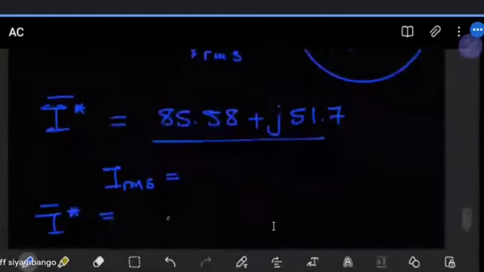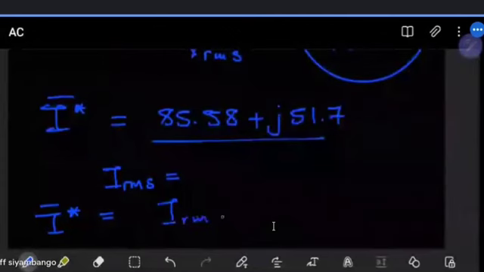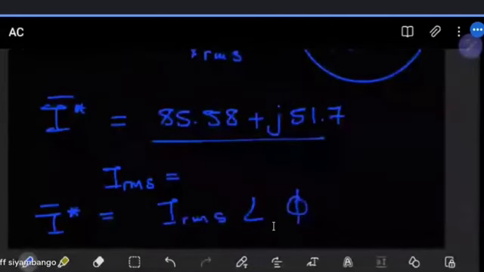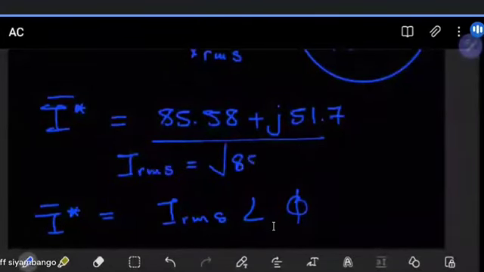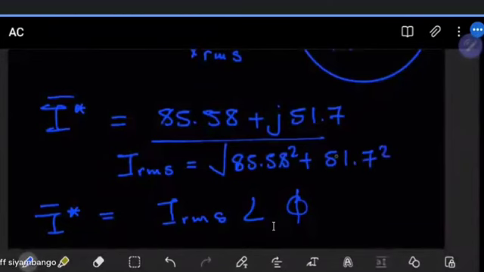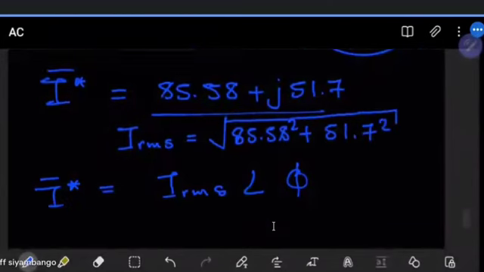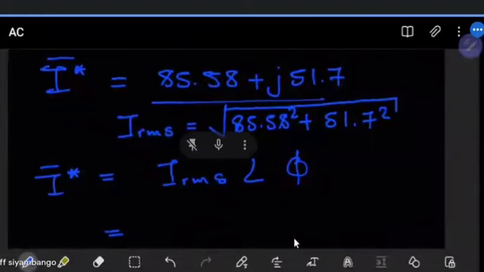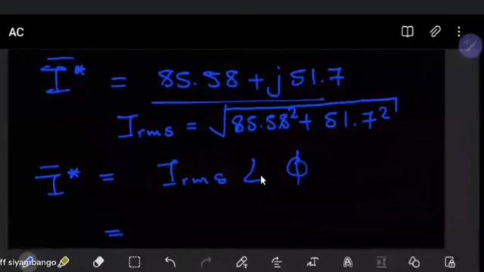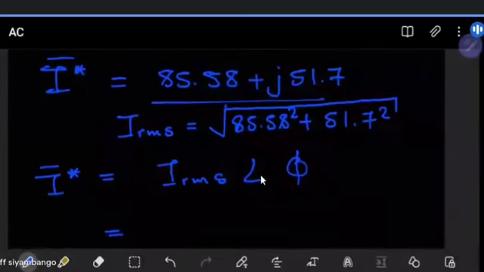So to convert it to polar, we know to say first the magnitude will be what? This will be root 85.58 plus, this is squared of course, plus 51.7 squared as well. So what will be the answer there? That's 99.98. That sounds like 100.